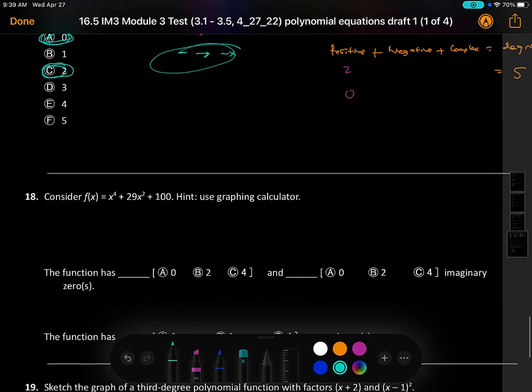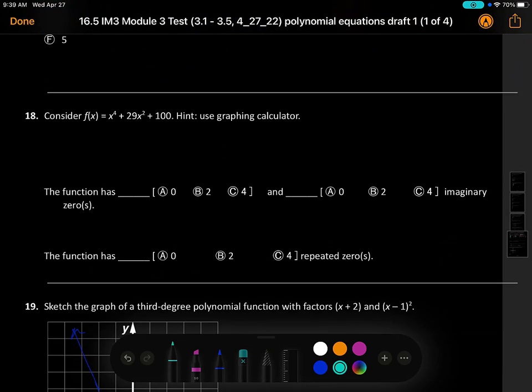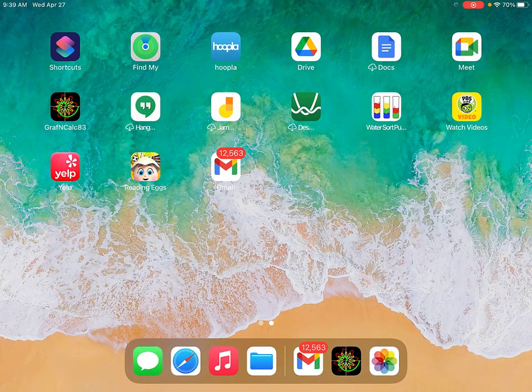Okay, question number 18. Consider f of x equals x to the fourth plus 29x squared plus 100. I said hint, use a graphing calculator. So let's go ahead and do that. That one didn't factor well.